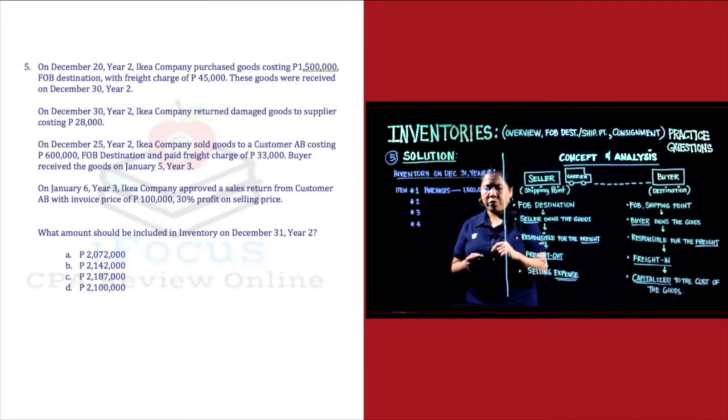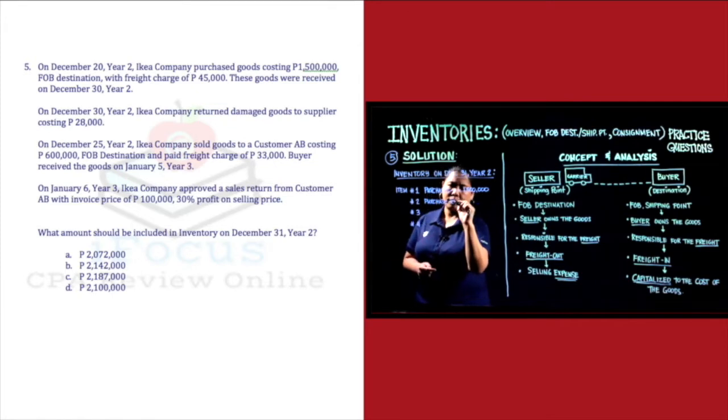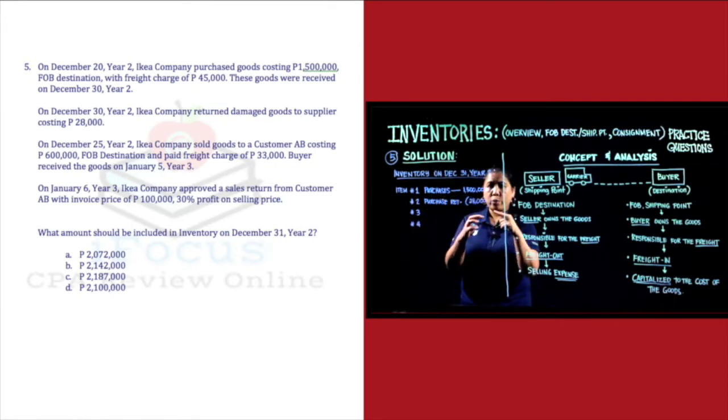Item number 2. On December 30, year 2, IKEA company returned damaged goods to supplier costing 28,000. So, purchase return ito. Anong ginagawa natin sa purchase return? Dinideduct po natin yan sa ating inventory, amounting to 28,000.